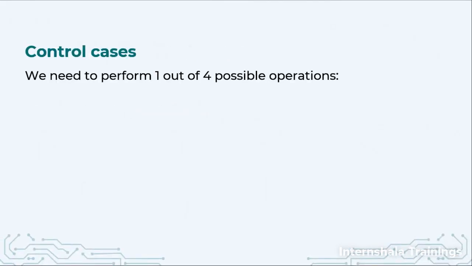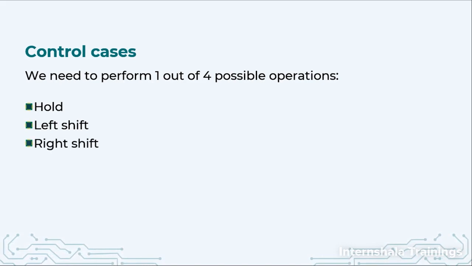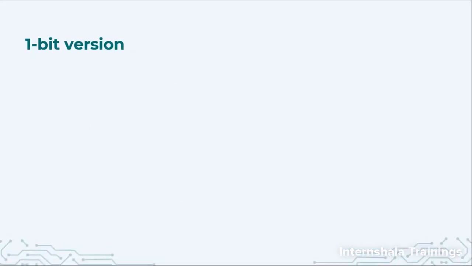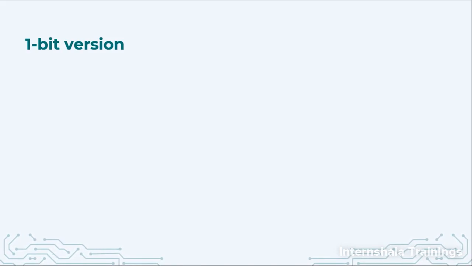We need to perform one of 4 operations, and these 4 operations are as follows. We can hold the data, keeping the 4 bits as they are. We can left shift, we can right shift, and we can load new data. At any given time, only one of these 4 will be performed. So we get the idea that if I have to perform 1 out of 4 operations, I can take a 4x1 multiplexer with a D flip-flop and try to make this. So let us make the 1-bit version first.